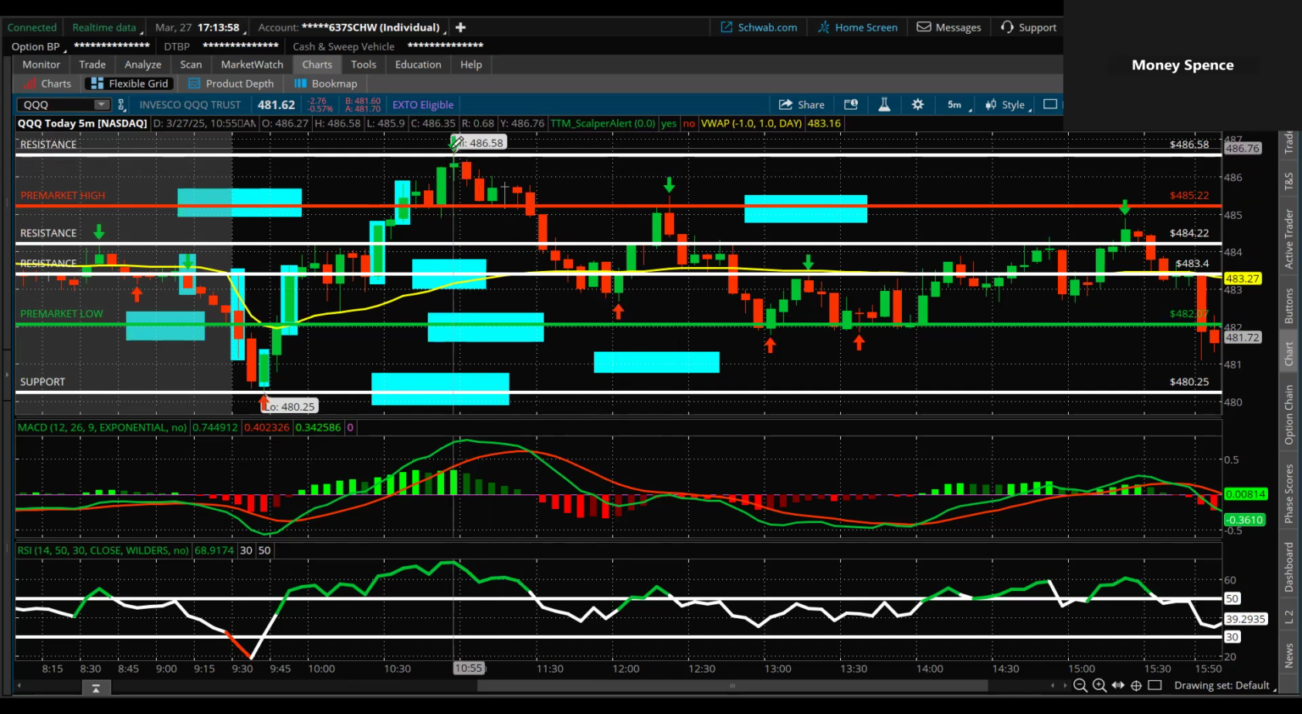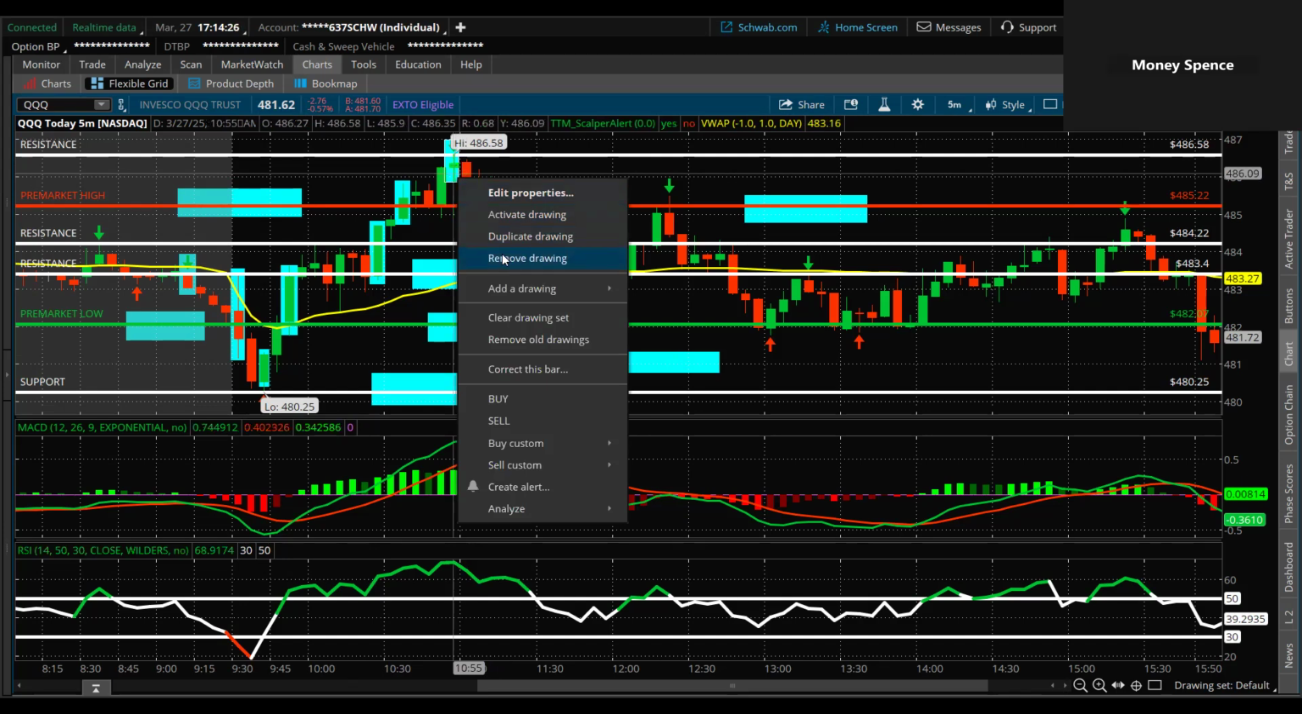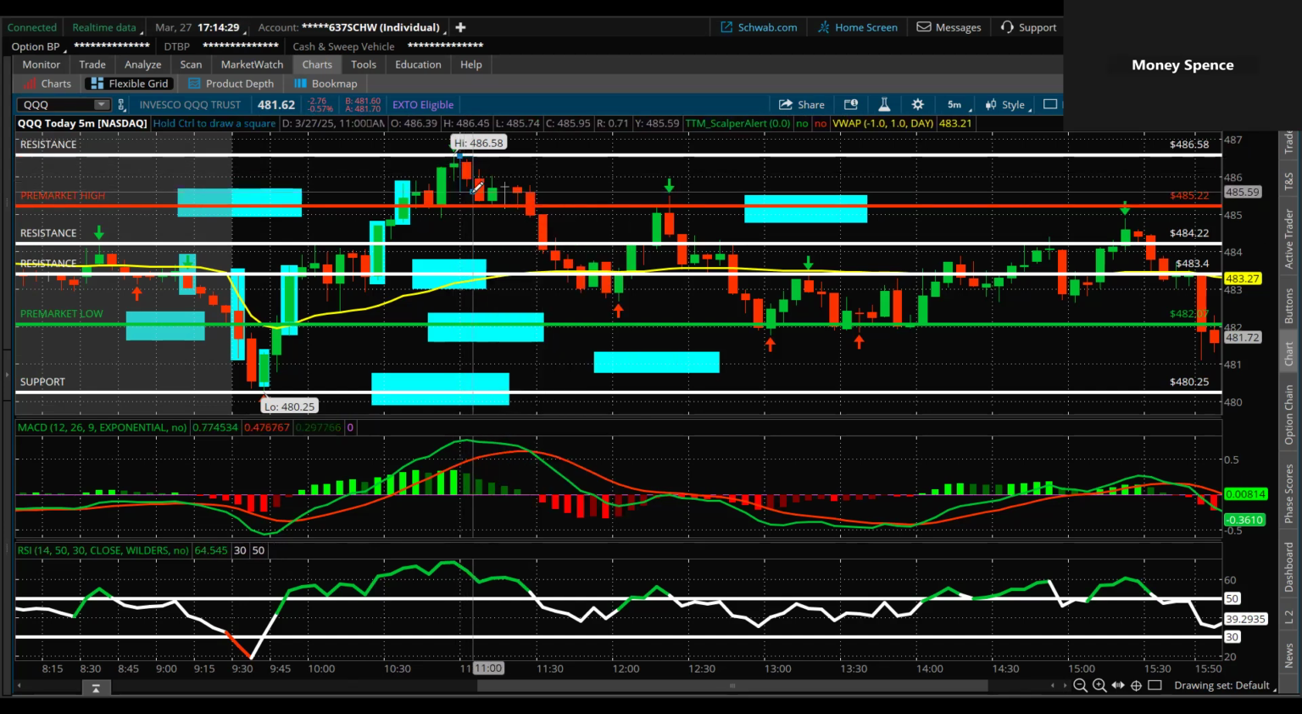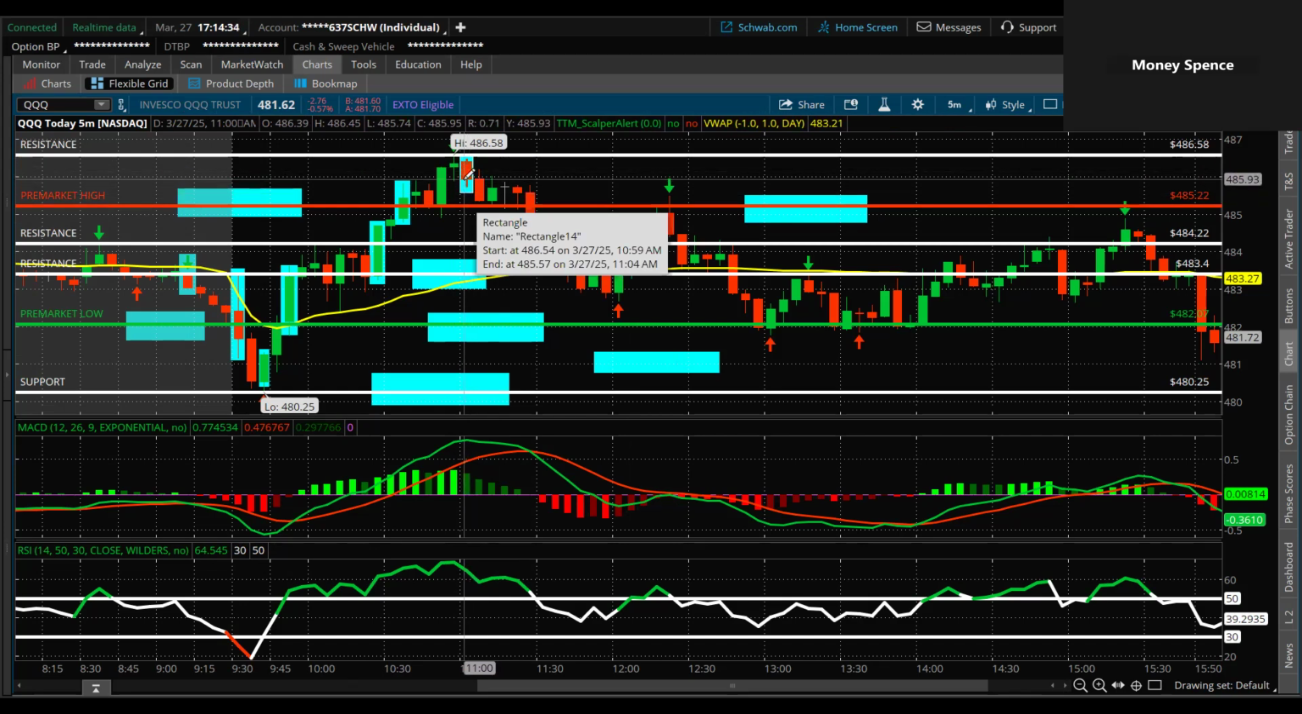We received our TTM scalper alert at $486.58. That was our next resistance zone. So you could have purchased the $486 puts right here on this candle. Or if you wanted to be on the safe side, you could wait for a 5-minute bearish candle below the previous 5-minute candle. Once we broke below that low, you could have purchased your $486 puts right here at 11 a.m.